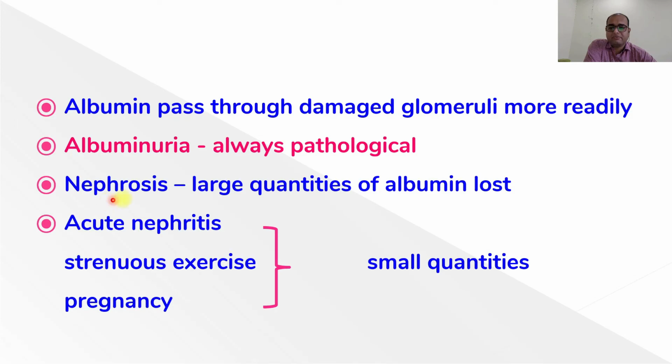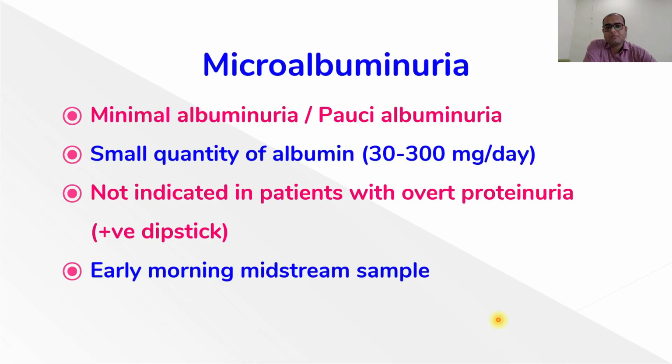Conditions like nephrosis, where large quantities of albumin are lost, and acute nephritis, strenuous exercise and pregnancy, where small quantities are excreted from the body. Then comes microalbuminuria. It's a minimal albuminuria. A small amount of albumin, 30 to 300 milligrams per day, is continuously excreted through the urine. If you already have overt proteinuria, you should not go for the microalbuminuria test. If you find that some albumin is present but it is not easily quantifiable, then you should go for tests for microalbuminuria.